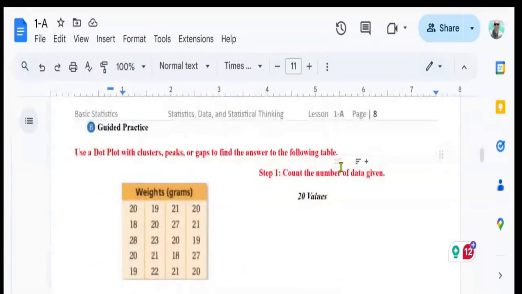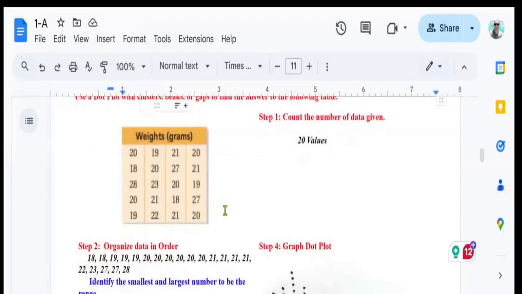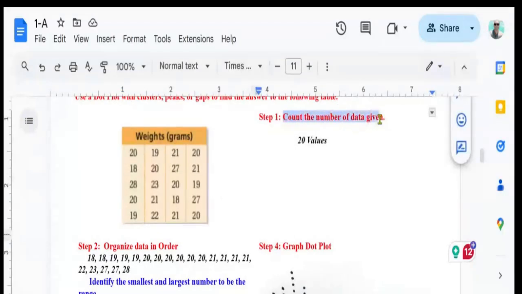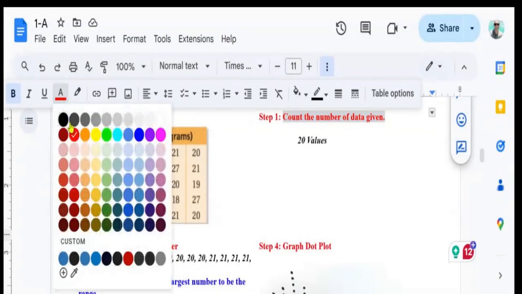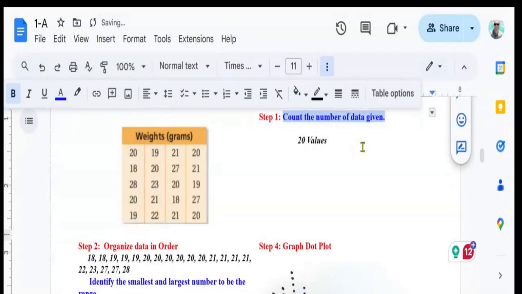Okay. Now let's take an example. Use the dot plot with a cluster, peaks, gaps to find the answer to the following table. He's giving you a table, a weight. So what's the first step I have to do? First, you have to count the number of data given. That's the first step. Is this clear? How many are given here? 20.